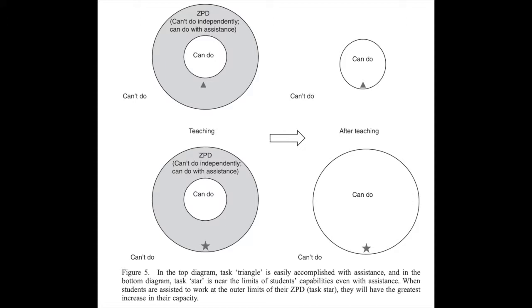But on the bottom part of this graph, you see that you've gone to the star, and the star is much further outside the donut hole, still within that zone of proximal development, still within the possibility of a student learning this or managing this skill independently if they had some assistance. Then all of a sudden, wow, look at this, the student really has learned a lot.